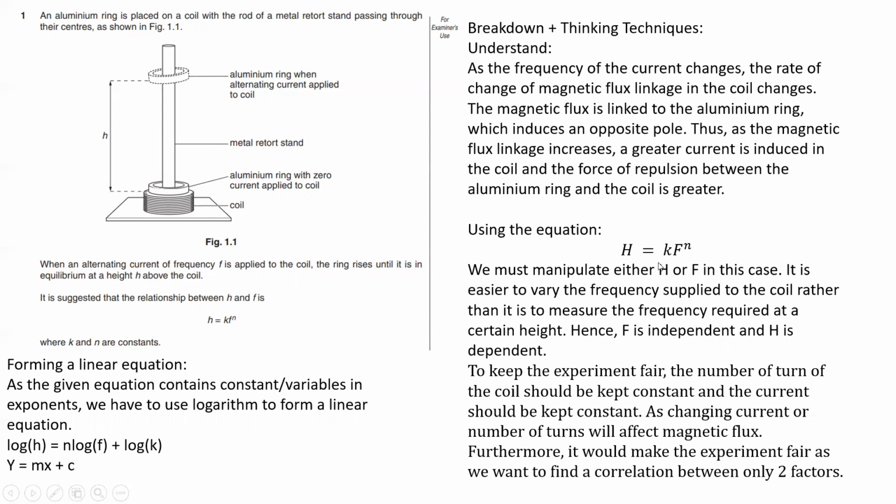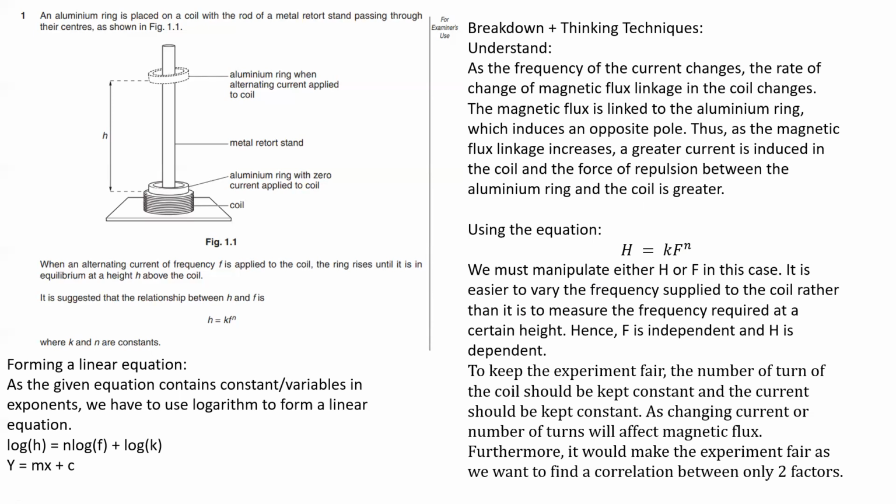Using the equations, they give you H equals Kf raised to the power of n. So now we must manipulate this, either H or F in this case. It is easier to vary the frequency supplied to the coil. Like I said, if you know the theory, it's easy to know what you have to change.